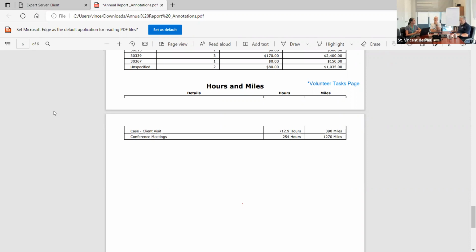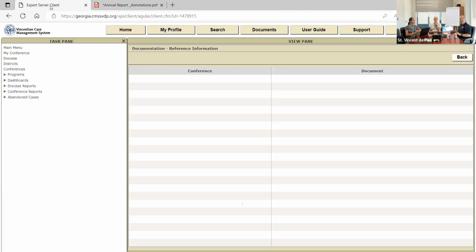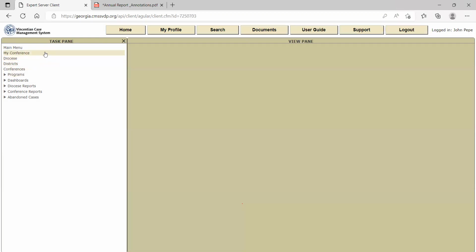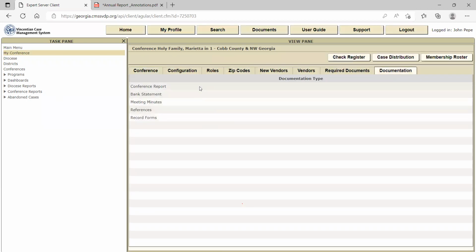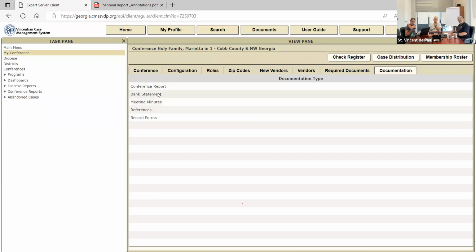Where are you going to upload it in CMS? Where you do the bank? It should be under documents. I know, but is it where you do bank statements? Yeah, you'd upload it to the same place we're doing the monthly report, and my guess is every conference is doing that every month already. You mean in here, John, where you have to upload the bank statements? Exactly. That sounds like it.